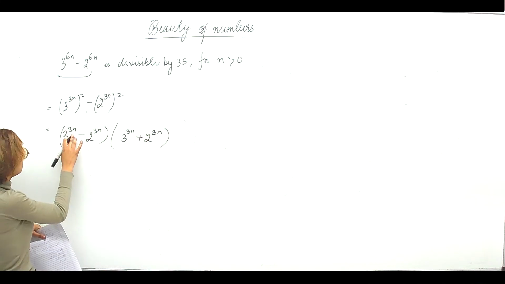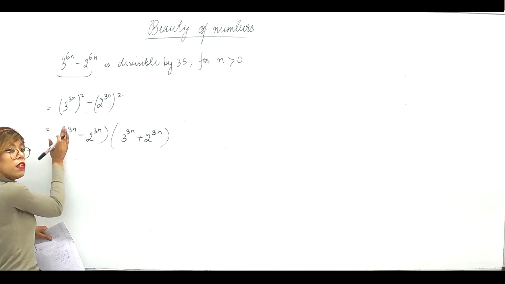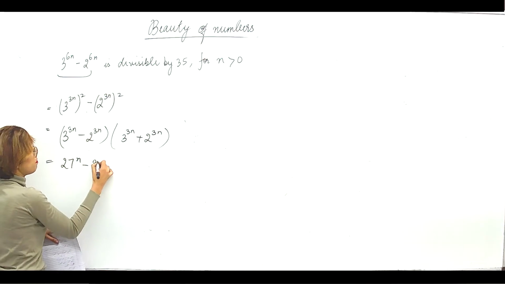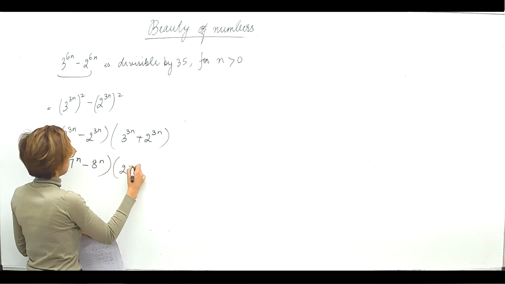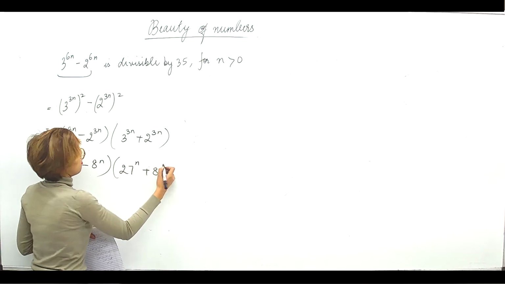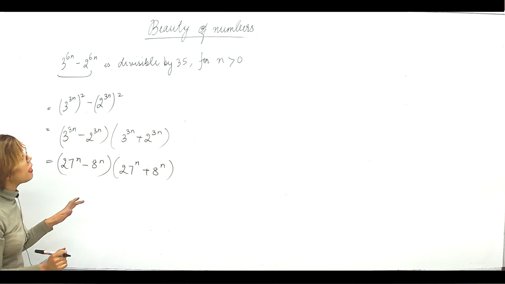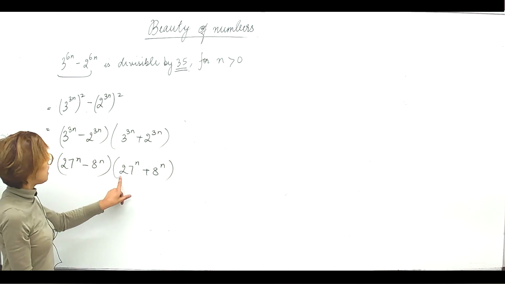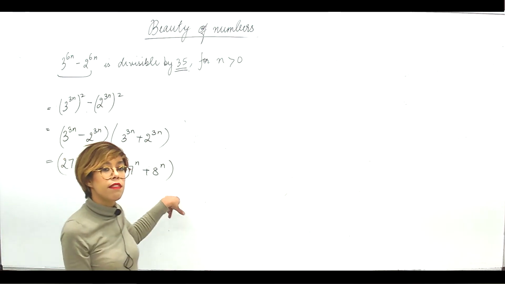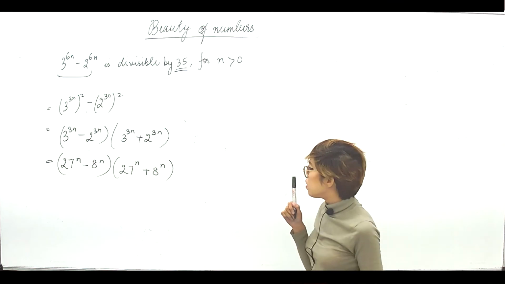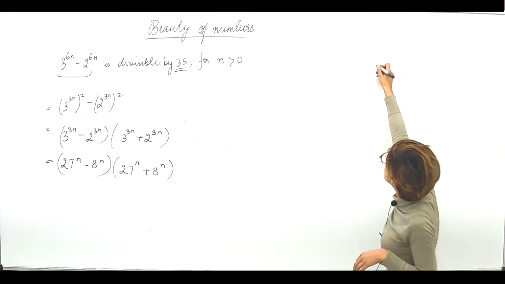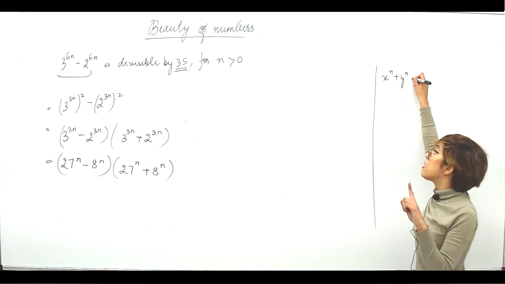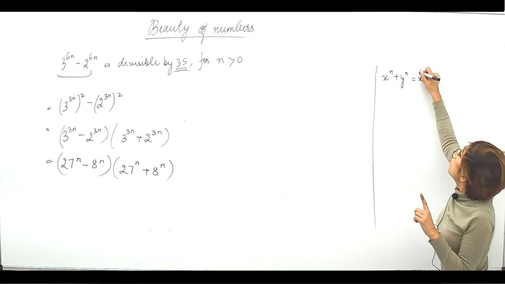Right? Now 3 raised to 3n is specifically 27 raised to n, minus specifically 8 raised to n, into 27 raised to n plus 8 raised to n. Now I want divisibility by 35. So if you look closely, 27 plus 8 is 35. Now you will say, ma'am, we have read something like this in factorization.